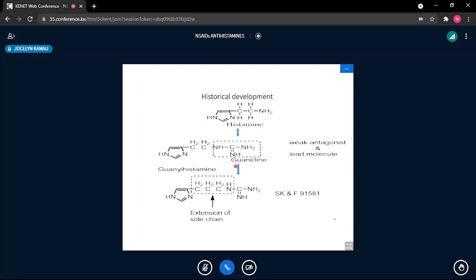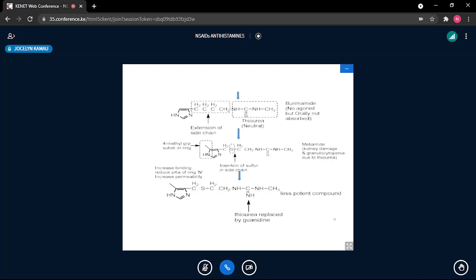Now they started working on the guanyl histamine, and the first thing they did is increased the number of atoms on the side chain. So they did extension of the side chain. So you can see these are 1, 2. We are considering before you get to the terminal nitrogen. Don't forget, this was the terminal nitrogen of histamine. So here we have 2, they added 1. So there you have an extension of the side chain, and you have 3. And you can still see the guanidino moiety is still there. That compound was tested. It was still found to have antihistamine, H2 blocking activity.